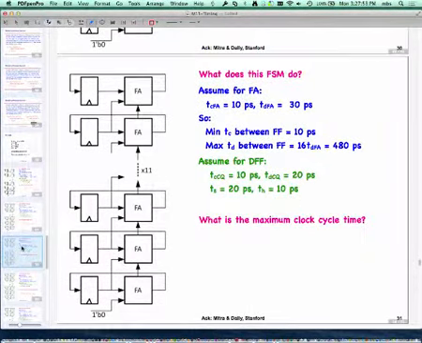Okay, next one. What is the maximum clock cycle time? Clock cycle time, we are going to look at propagation delay, which is 480. Propagation delay of the flip-flop, which is 20. And setup time of the flip-flop, which is 20, which is 520. And that is going to give me the clock cycle time I can sustain.